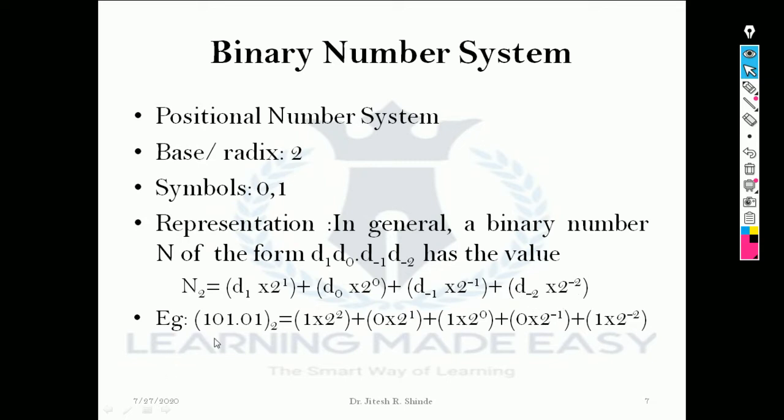For example, 101.01, the number is in the binary number system, so base 2 has been written here. 1 into 2 to the power 2 plus 0 into 2 to the power 1 plus 1 into 2 to the power 0 plus 0 into 2 to the power minus 1 plus 1 into 2 to the power minus 2. Another example, this is an example of an integer. 1011 base 2 is equal to 1 into 2 to the power 3 plus 0 into 2 to the power 2, positioning 0, 1, 2, 3, plus 1 into 2 to the power 1 plus 1 into 2 to the power 0.